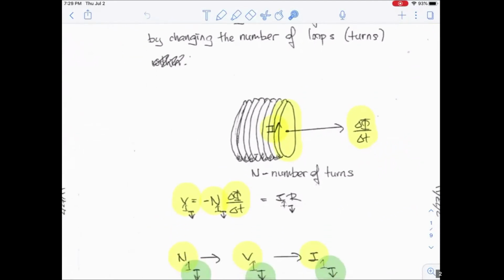Guys, imagine that you're changing the flux within a single loop of wire. So what happens? You end up generating a certain amount of current, right? What happens if you actually double the loop, double the size? The amount of current that you generate is going to double. If you triple the loop, the amount of current that you generate is going to triple.